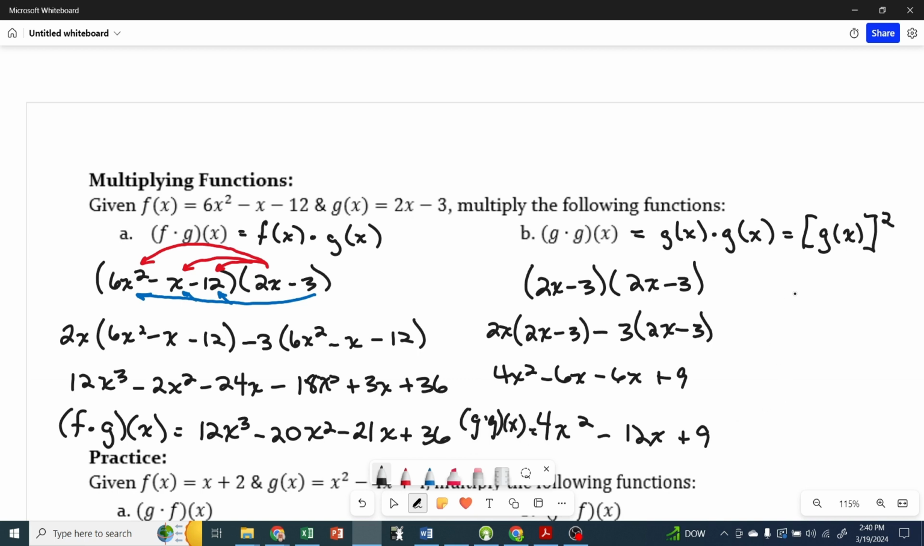Now I'll show you a little trick here. So if we've got 2x minus 3 squared, we can do this little process. Square the first term, which is 2x, so that's 4x squared. Twice the product of the two terms, so negative 3 times 2x is negative 6x, and double that, that's minus 12x, and then square the last term, plus 9. So you end up with the same thing, shortcut.